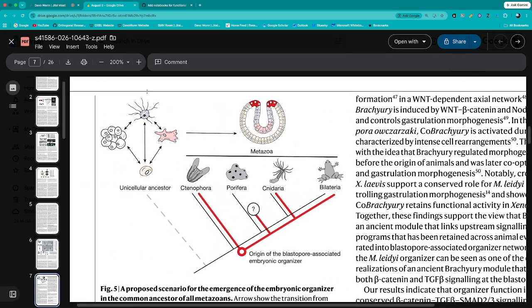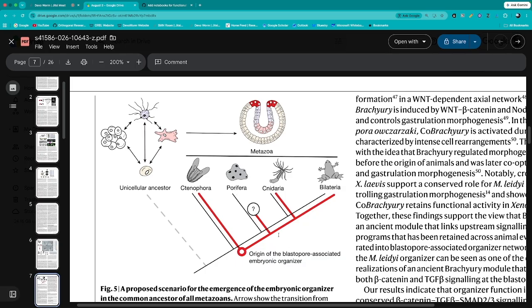So this just shows your phylogeny here, where you have some putative unicellular ancestor. And these are all the multicellular orders of metazoa here. You have ctenophores, porifera, cnidarians, and bilaterians. And then they propose here is the origin of the blastopore associated embryonic organizer. You see this in ctenophores and cnidaria. So what you have here is cnidaria, where you're demonstrating this, but you also have ctenophores, where you're getting your source materials for these ctenophore cnidarian experiments. We know about bilaterians, we know what's going on there.